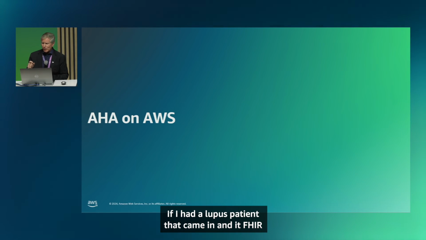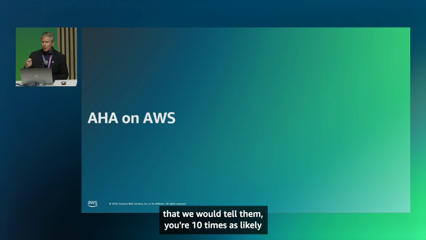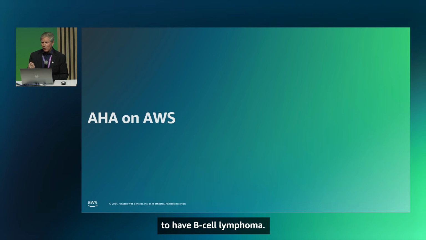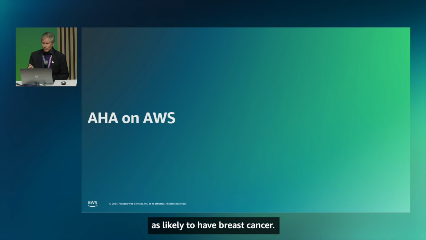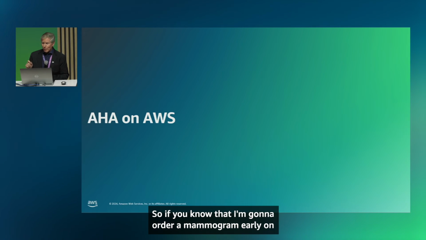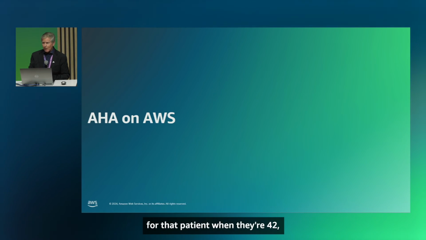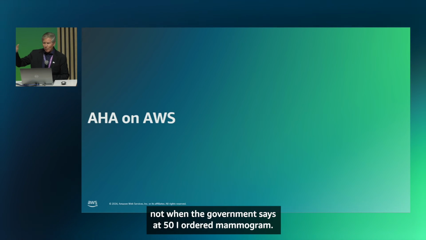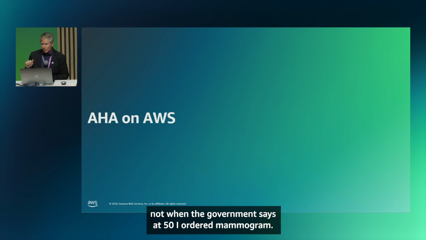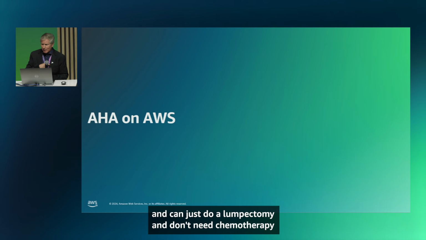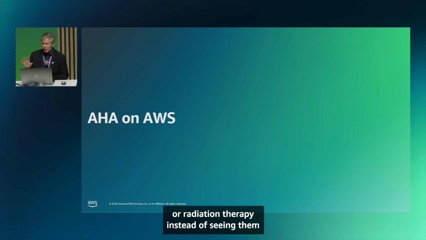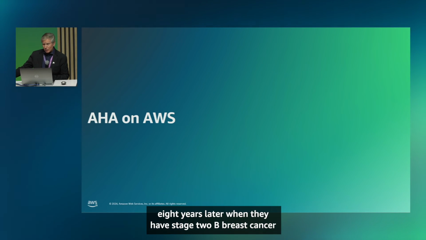If I had a lupus patient that came in and it fired that, we would tell them you're 10 times as likely to have B-cell lymphoma. You are 7.5 times as likely to have breast cancer. So if you know that, I'm going to order a mammogram early on for that patient when they're 42, not when the government says at 50. Now I'm going to have that patient at DCIS and can just do a lumpectomy and don't need chemotherapy or radiation therapy, instead of seeing them 8 years later when they have stage 2B breast cancer.